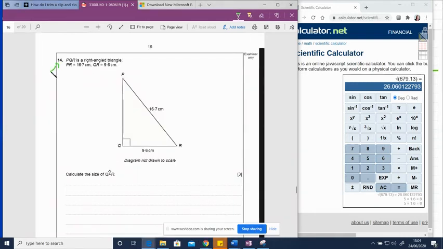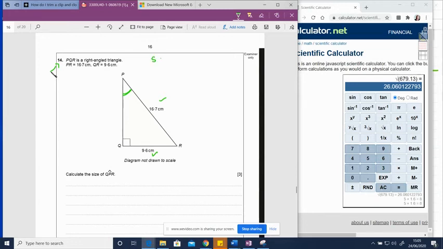Question 14. PQR is a right-angled triangle. The length PR is 16.7 and the length QR is 9.6. It wants us to calculate the size of the angle QPR. So let me find that angle, QPR. So it's that angle I want to find the size of. Now, two sides and an angle straight away says to me trigonometry.